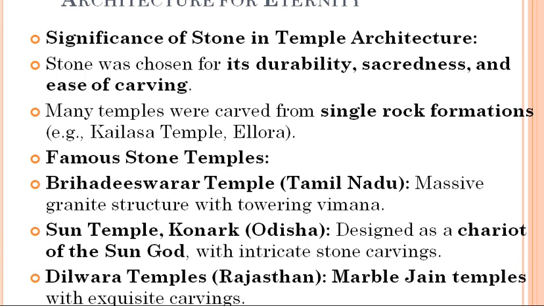So what is the significance of stone in temple architecture? Stone was chosen for its durability, sacredness, and ease of carving. Many temples were carved out of a single rock, such as the Kailasa temple at Ellora. Other temples were also developed from a single rock. Famous stone temples are the Brihadeshwara temple, the Sun temple, and the Dilwara temple. All these temples were developed with granite structures and intricate stone carving. Stone carvings were also used in developing different types of temples.